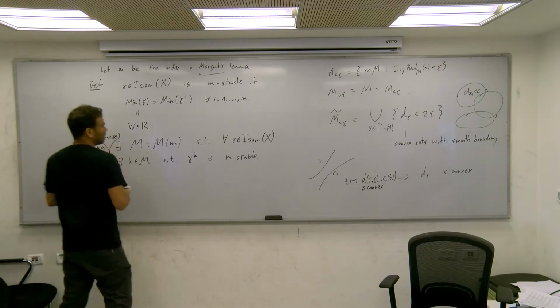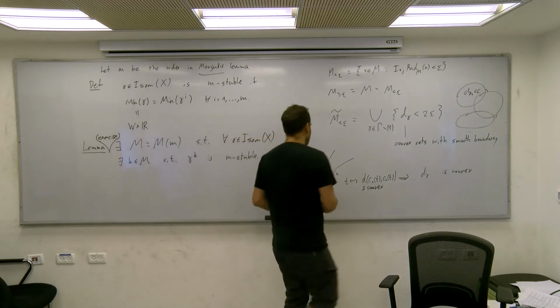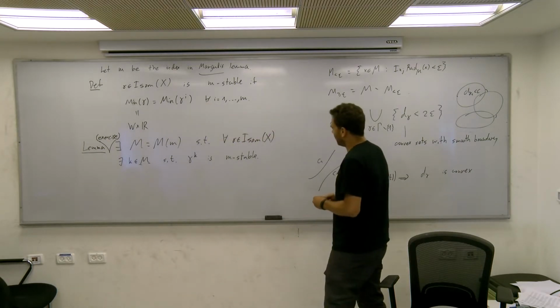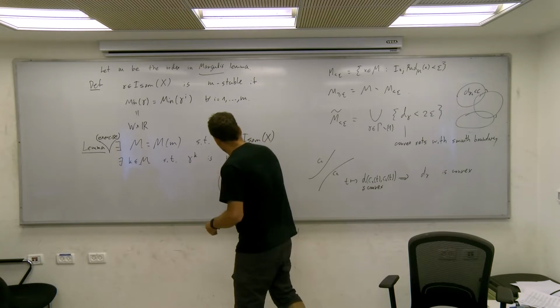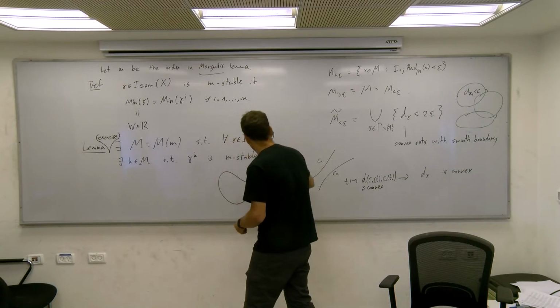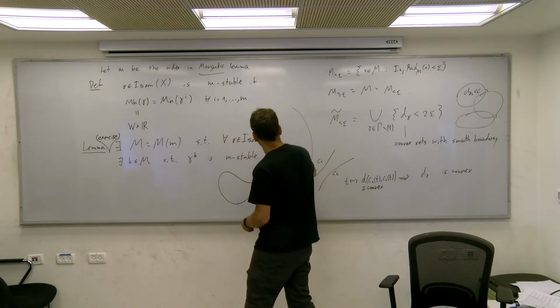Okay, now let me formulate what I want to do. The idea: you have this manifold, which has a thin part and a thick part.